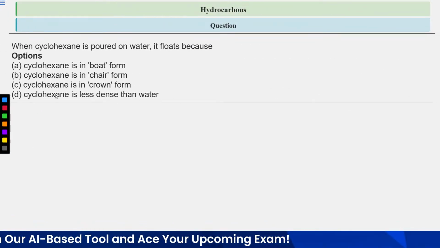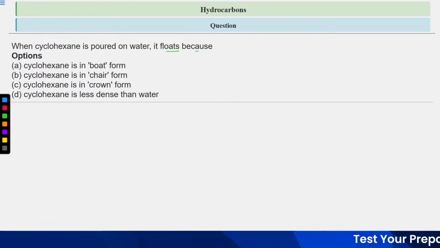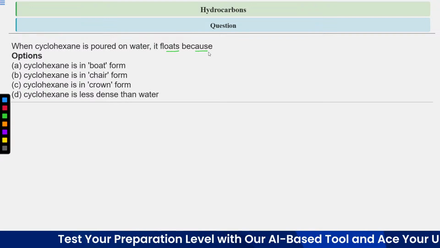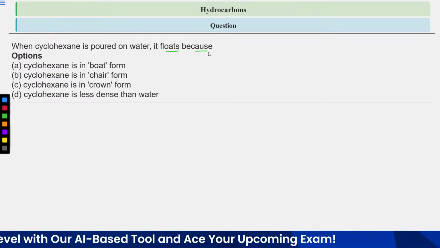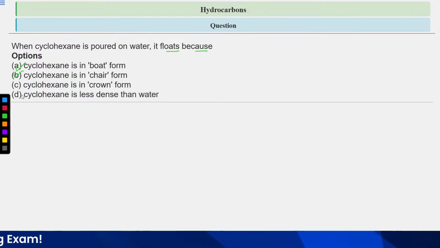When cyclohexane is poured on water, it floats. Because of what reason? It is said that when cyclohexane is poured on water, it starts floating. Why? Options are: cyclohexane is in boat form, cyclohexane is in chair form, cyclohexane is in crown form, or cyclohexane is less dense than water?